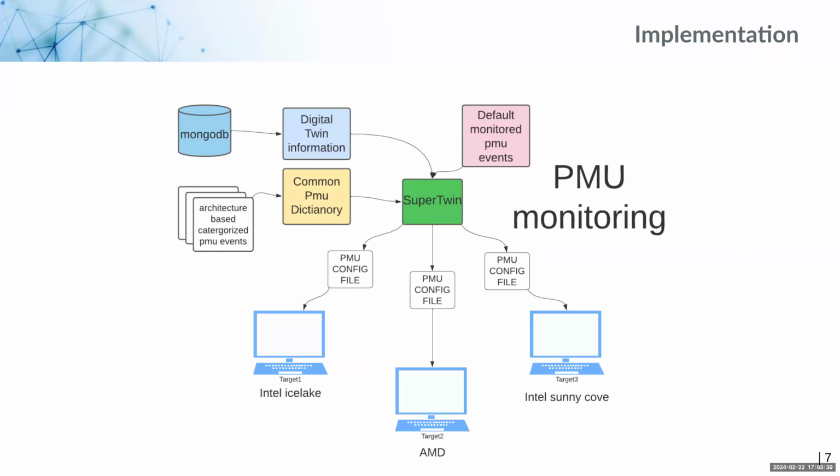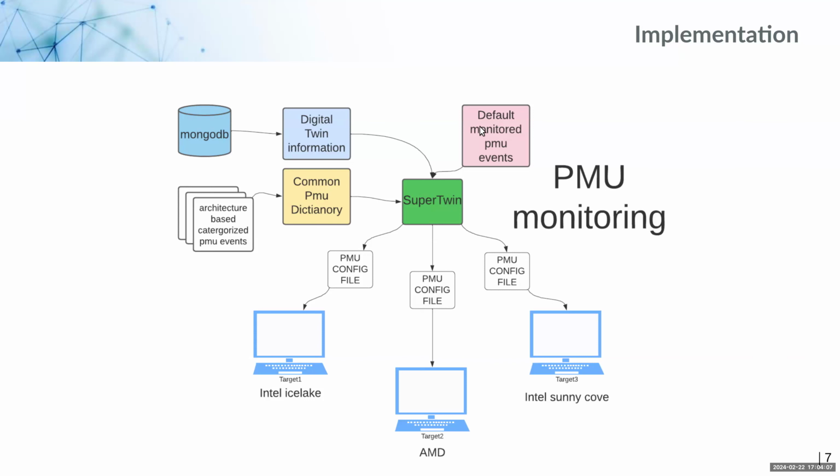So on the big scale, we have different target systems here: Intel Ice Lake, AMD, Intel Sapphire, and I have SuperTwin here. What we do is we fetch the digital twin information, this knowledge-base information, from our database to figure out what the target system is, what its PMU brand is, etc.